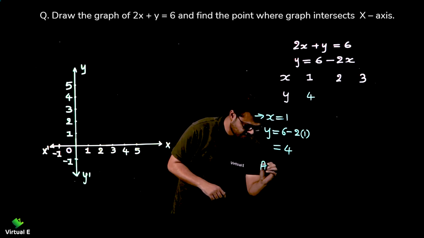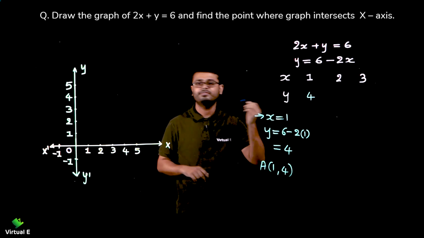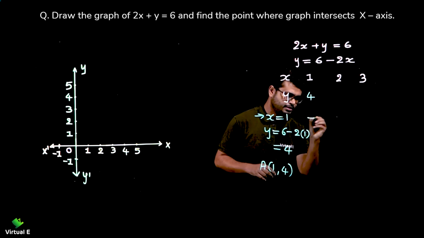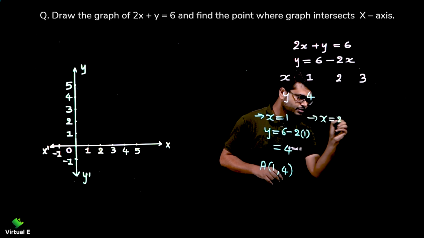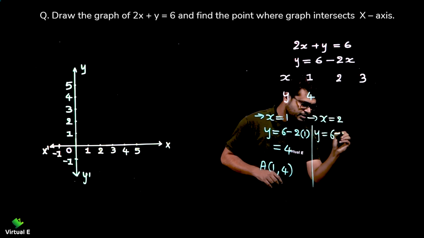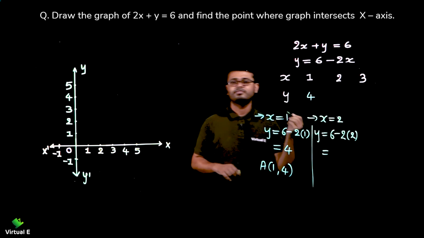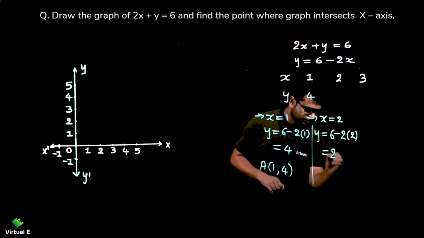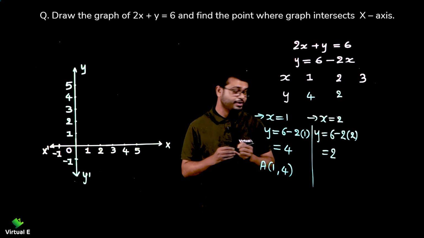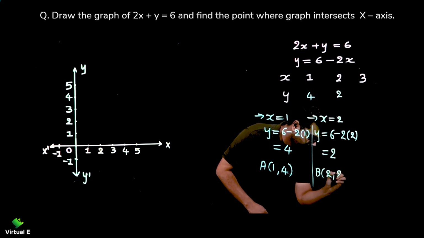So my first solution is 4. And what can I write? Point A, x is 1 and y is 4. My first point. Let's move to the second point. Here, let's take x is equal to 2. So, y is equal to 6 minus 2 into 2. So, 2 2s are 4. 6 minus 4 will be 2. So, what's the solution? 2. If you take x is equal to 2, you get y is equal to 2 as well. So, the point is 2 comma 2.